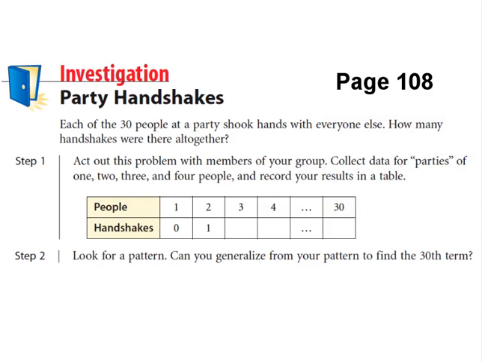So you all have groups of 4. I want you to go through and complete that. If you have to, you could act it out. Go ahead and fill the table in. I'm going to give you a few minutes and then we're going to come back together and talk.